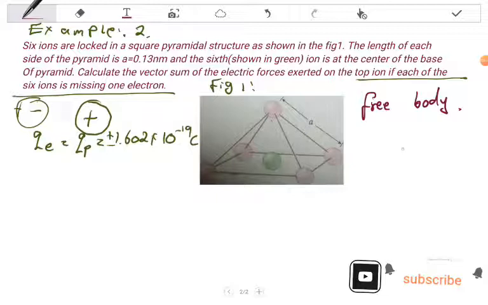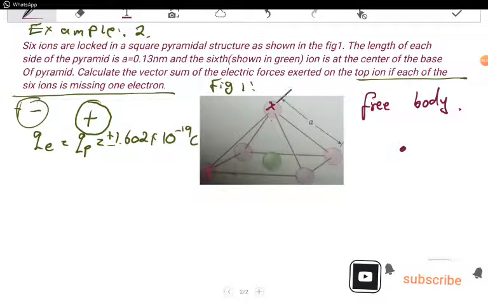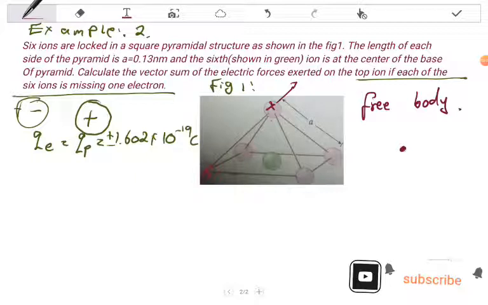So let's take the top ion. This dot represents the top ion. This is positive and this is positive here, so they're going to repel. One force is going to be exerted this way, with an angle. We don't know how much that angle is, so let's call it theta. This one is also positive, so these two repel, and there's another force going this way. Let's call this F1 and this one F2. It's also exerted at an angle, and we don't know how much that angle is.